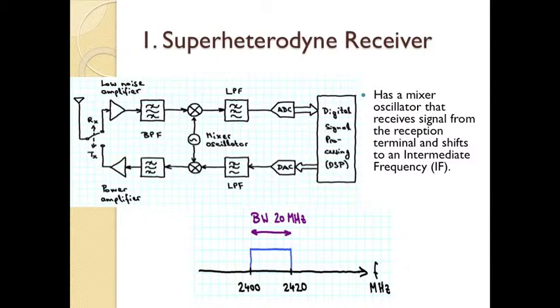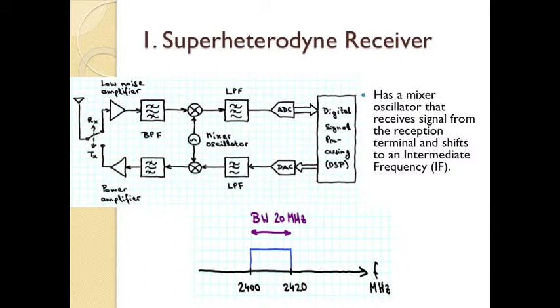As it's shown, there are two sides to our transceiver. One is the digital circuit, which consists of the DSP, digital signal processing. The digital signal processing works with small frequencies. The other side is the analog circuit, which consists of a bandpass filter, a mixer oscillator, which shifts frequency, a low pass filter and a power amplifier.